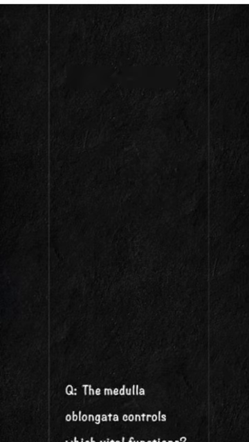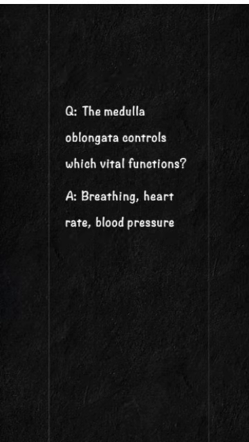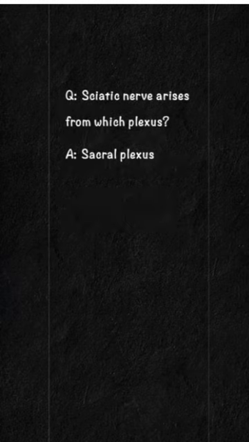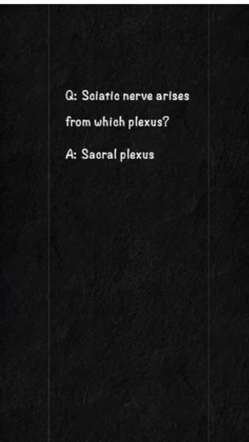Then a question from the nervous system. The medulla oblongata controls which vital functions? Answer, breathing, heart rate, blood pressure. So remember, the medulla oblongata controls vital functions, for example breathing, heart rate and blood pressure. Sciatic nerve arises from which plexus? Answer, sacral plexus.